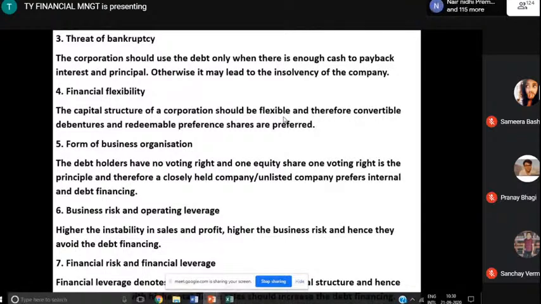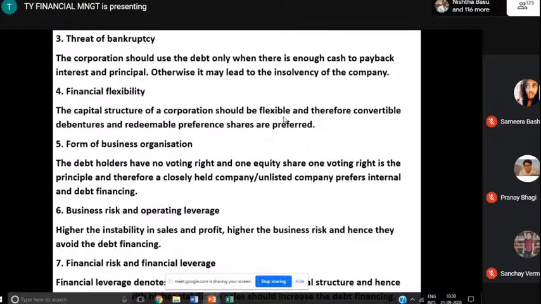What are the examples there? Two securities are given. One is convertible debentures, CD. And the second is RPS, redeemable preference shares. CD and RPS are the examples for this. Next is form of business organization. You must go first for internal financing, then debt financing, then equity financing.